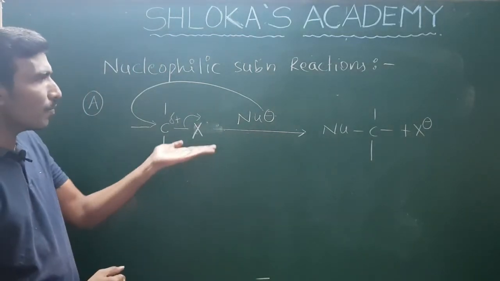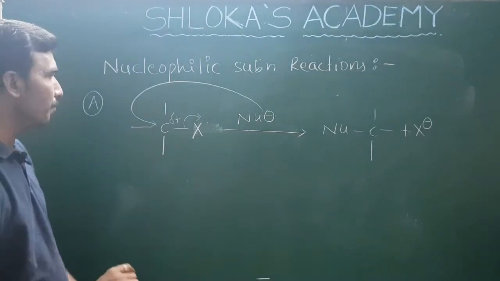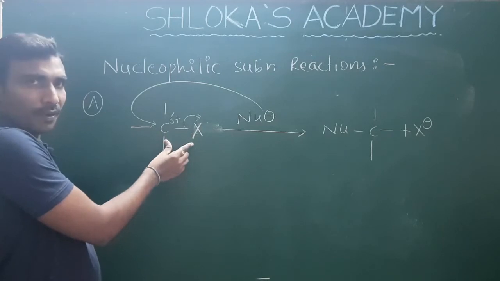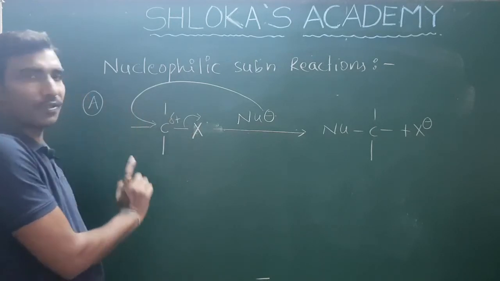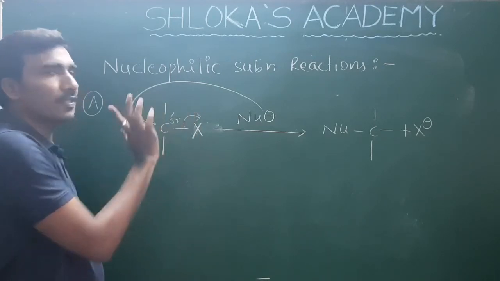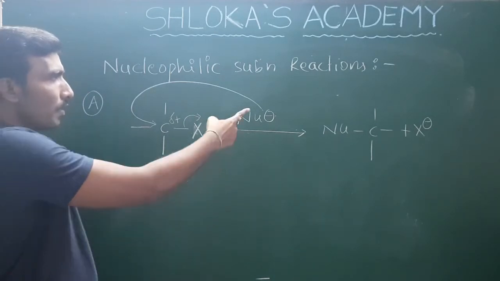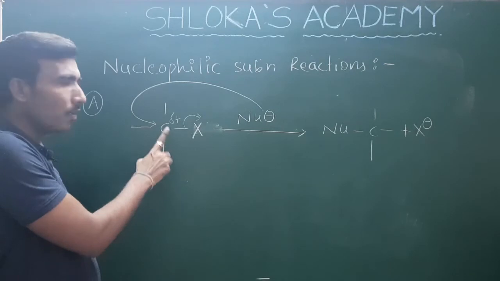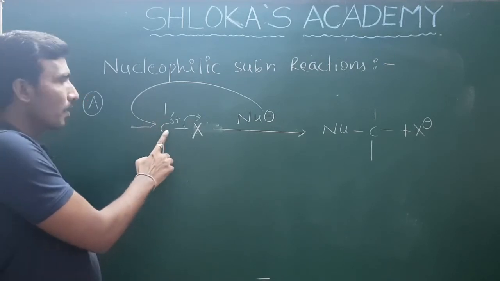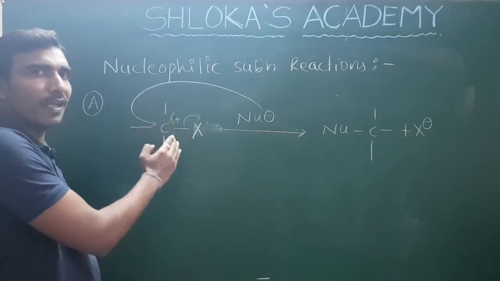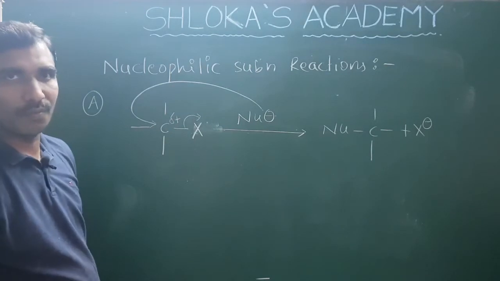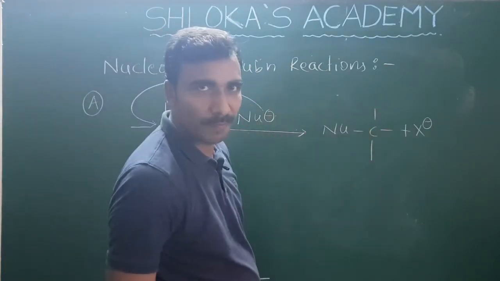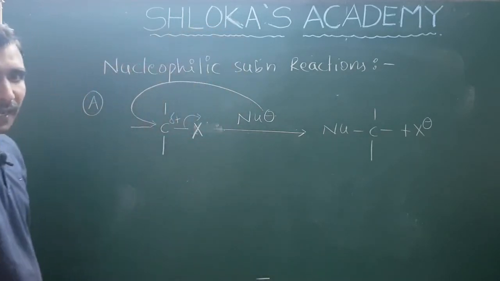In this mechanism, what is happening exactly? Very simple. In the alkyl halide, we have a polar bond where carbon has a partial positive charge and halogen has a partial negative charge. The nucleophile approaches the partially positively charged carbon, which causes the C-X bond to break heterolytically, and it gives a substituted product. This is one type of mechanism.